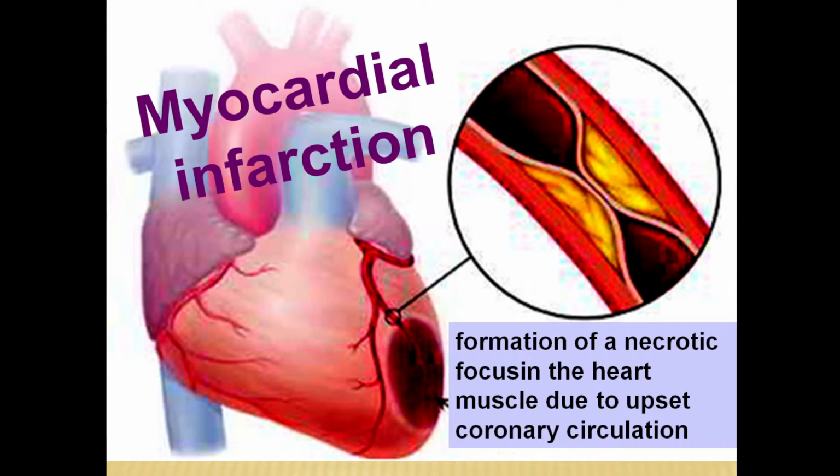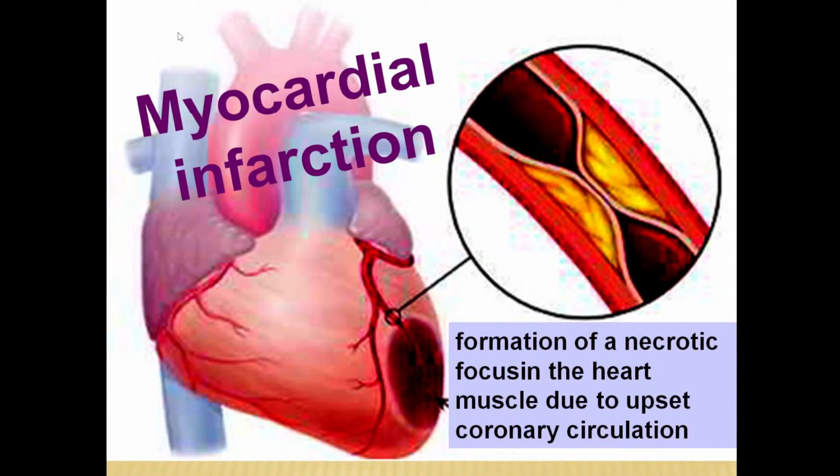Today, we'll continue to talk about ischemic heart diseases, and today we'll talk about myocardial infarction. Last lecture I said that ischemic heart diseases may be manifested with angina pectoris, which is short-time constriction or spasm of coronary arteries, and a more grave pathology, myocardial infarction, which is characterized by formation of a necrotic focus in the heart muscle due to upset coronary circulation.